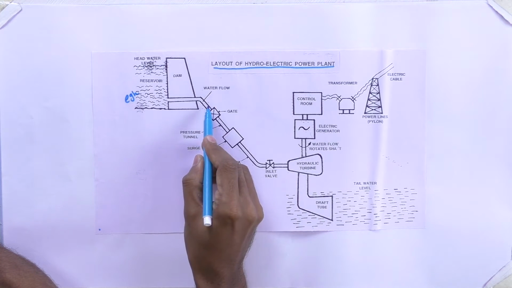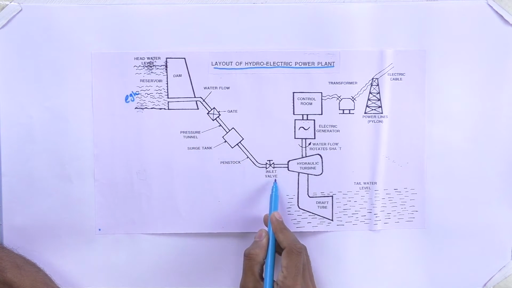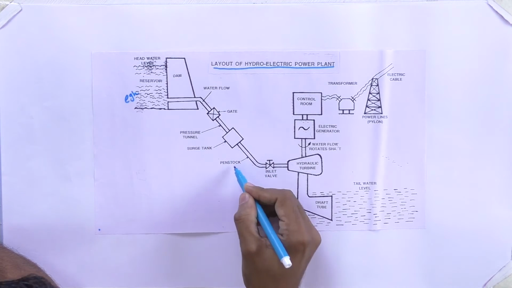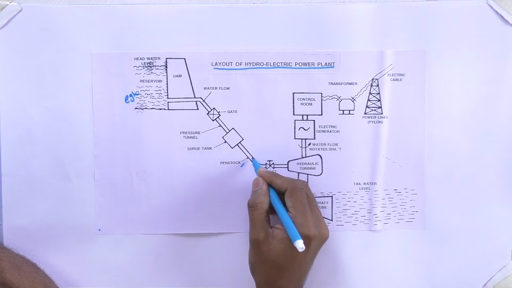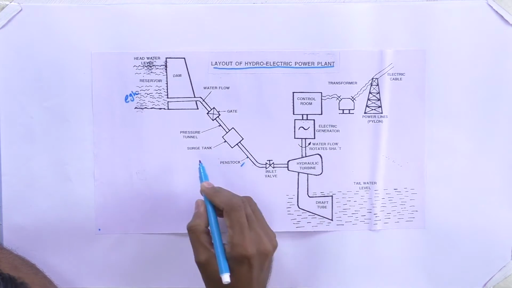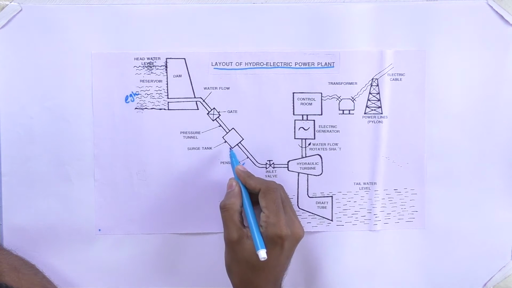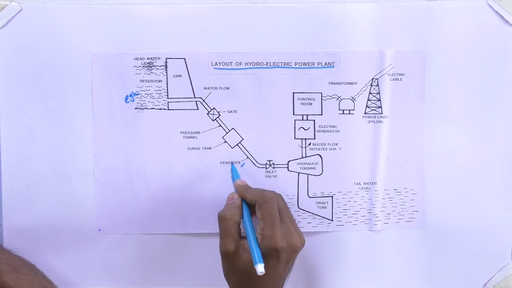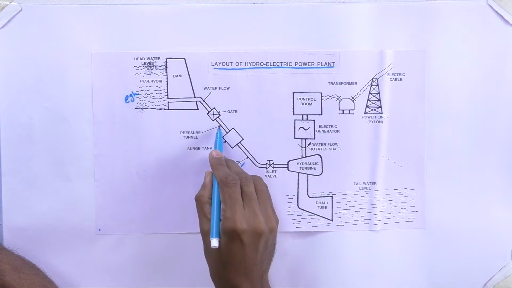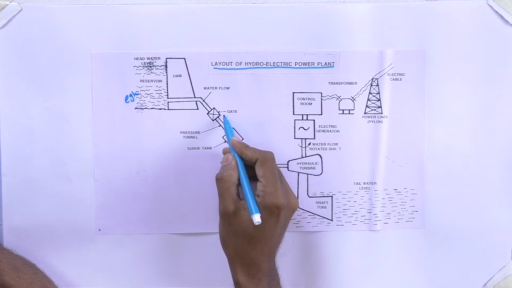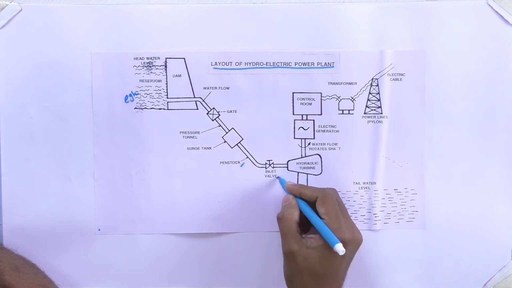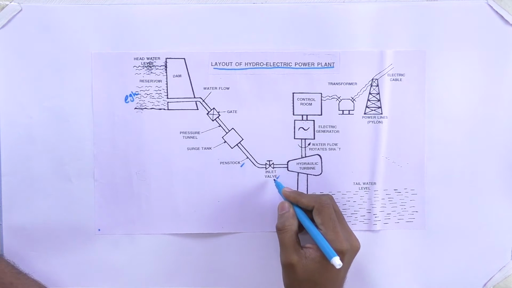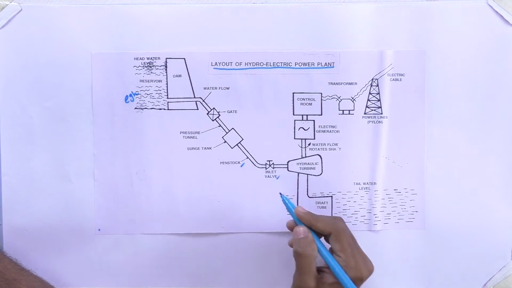Here this is the water flow passing through this pipeline. This pipeline may be called a penstock. This is made of concrete, and here we have a surge tank which is used to reduce the back pressure, and this is the pressure tunnel, and this is the gateway for opening and closing. Here this is the inlet valve. This is used to control the flow of water.